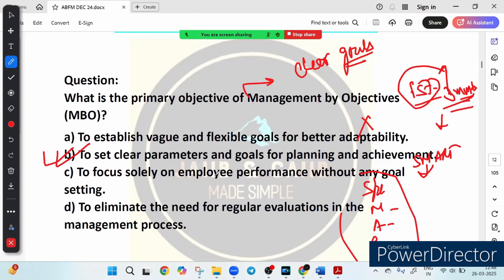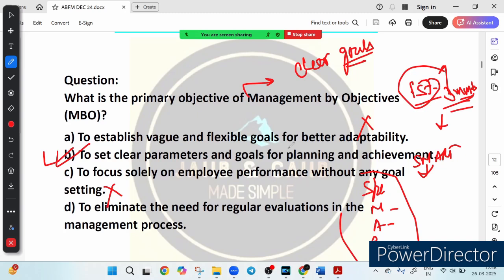Option C, to focus solely on employee performance without any goal setting. This is completely wrong. For example, a manager says just keep working hard and we will see how you perform. So MBO is not just about monitoring employees. Rather, it's about giving them clear goals.